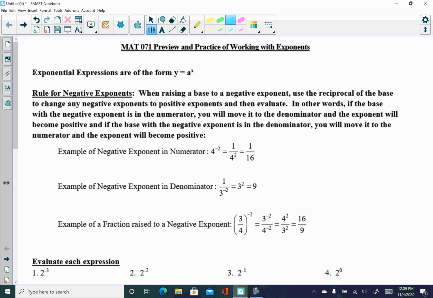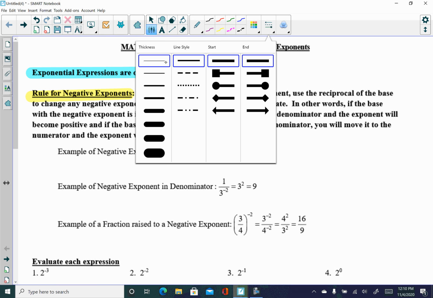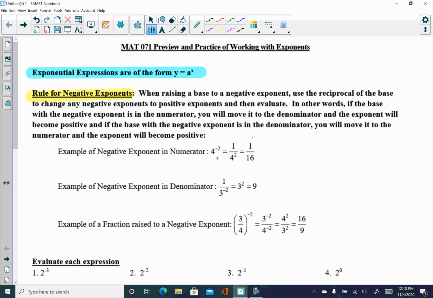I'll highlight this piece up here at the top. All exponential expressions are of the form y equals a to the x. A is just a numerical value raised to your variable in the exponent. The rule whenever you're working with negative exponents, I'm not sure if you recall this or not, but as I talk through this, I'm going to come down to these examples below. If you'll notice the first example, I have 4 to the negative 2.